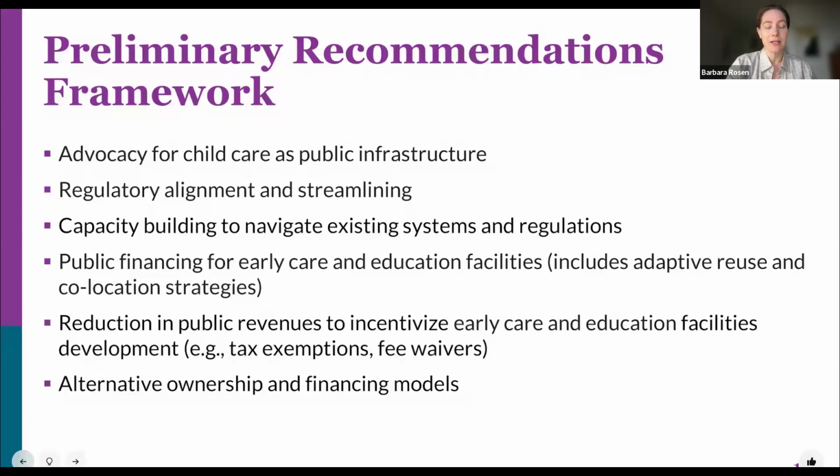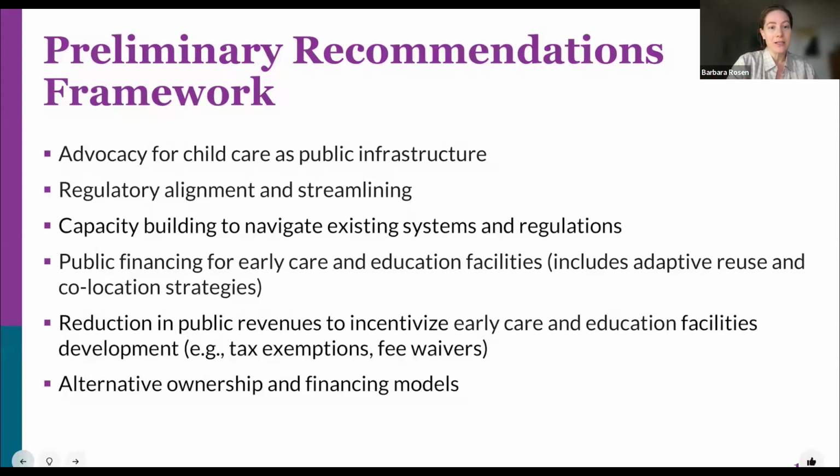The other category is around capacity building. So how do we help providers navigate the existing system we have and the regulations that are in place to help them build more facilities? And this can also relate to other professionals that also help with the building of facilities. So developers and architects and other folks that help with the process.